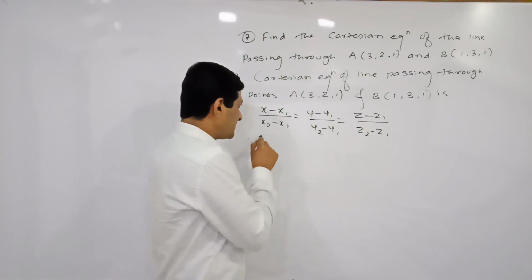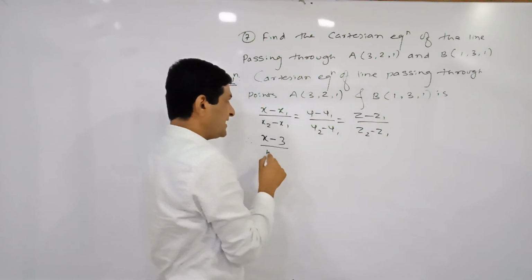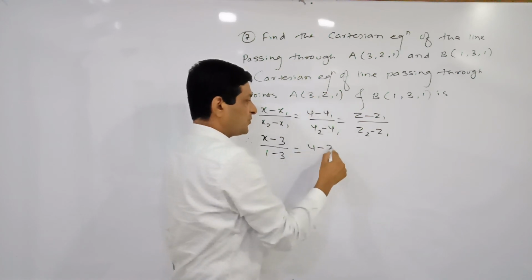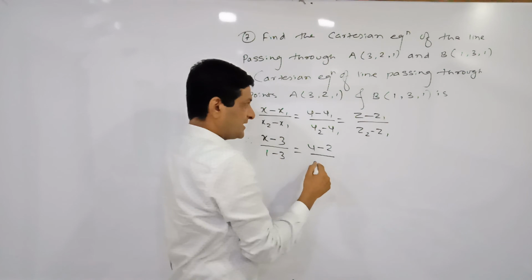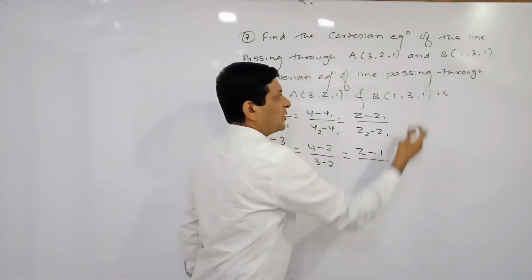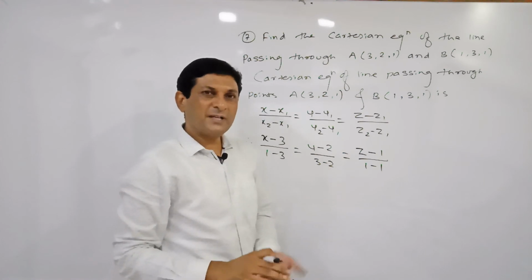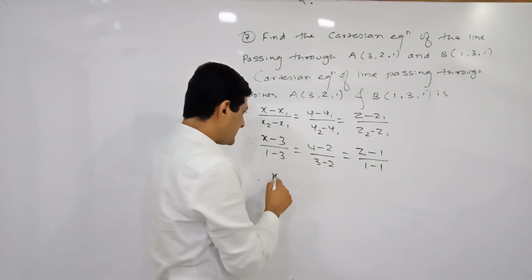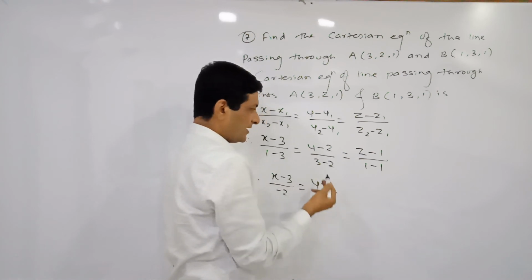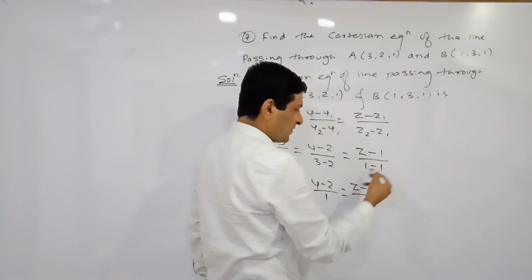So the remaining part is to substitute the values. The equation becomes x minus x1, where x1 is 3, upon x2 minus x1, that is 1 minus 3, is equal to y minus y1, where y1 is 2, upon y2 minus y1, that is 3 minus 2, is equal to z minus z1, where z1 is 1, upon z2 minus z1, that is 1 minus 1. We have just substituted the values. Simplifying, it becomes x minus 3 upon minus 2 is equal to y minus 2 upon 1 is equal to z minus 1 upon 0.